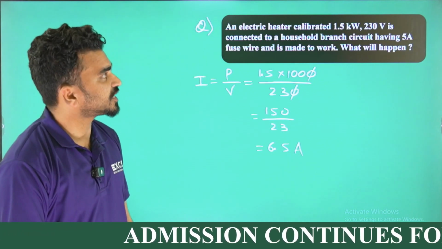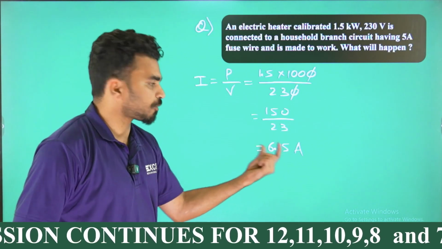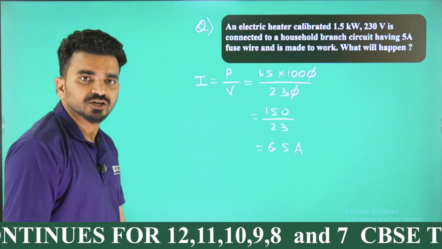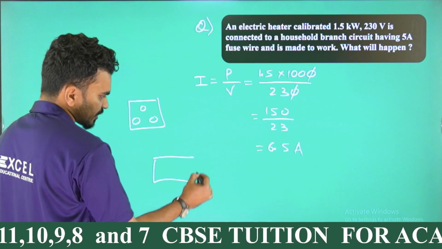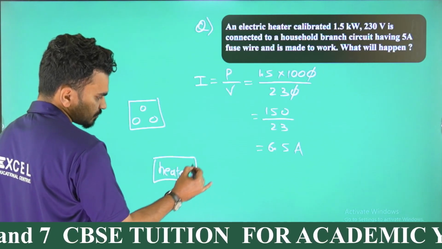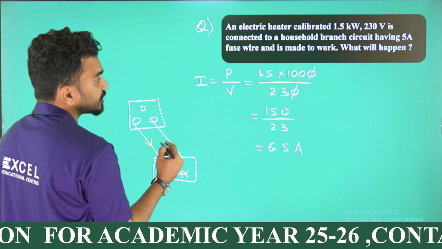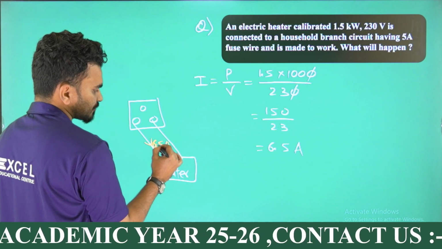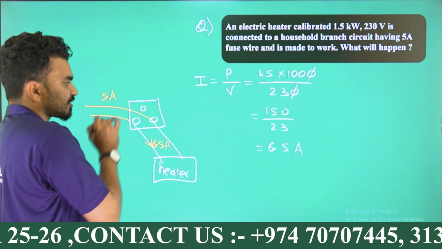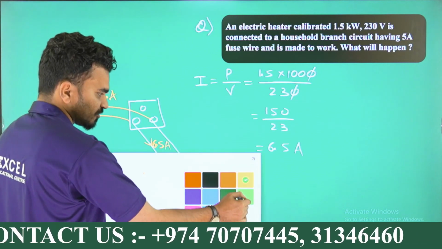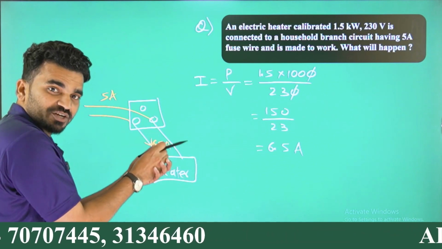So what current is the device consuming? 6.5 ampere. The electric heater is consuming 6.5 ampere. What fuse did you attach? 5 ampere. It is like this: imagine there is an electric socket and here our device, the electric heater. When you connect this, how much current is it taking? It is taking around 6.5 ampere. And on the backside you can imagine a 5 ampere rated circuit.